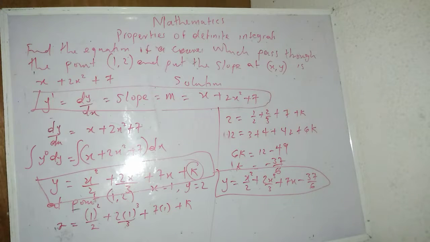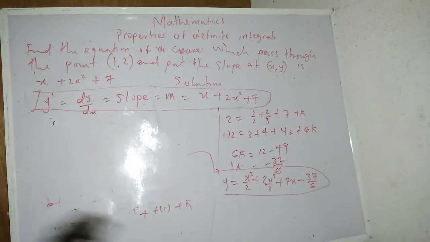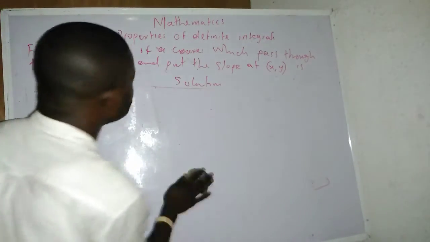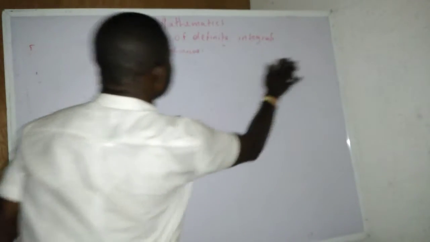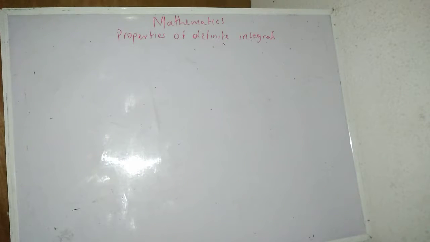This type of question can come up in any form. It can come up anytime. This definite integral is always an application of what? Integration. Now, property number 1.